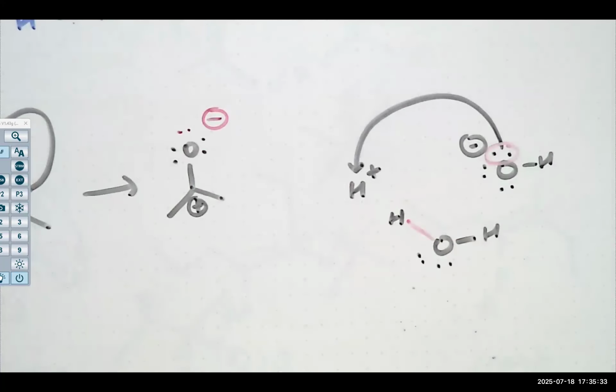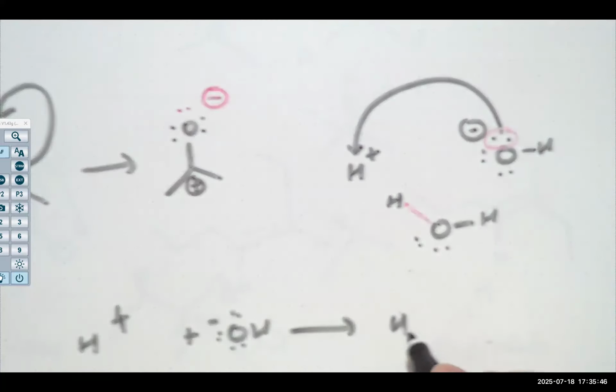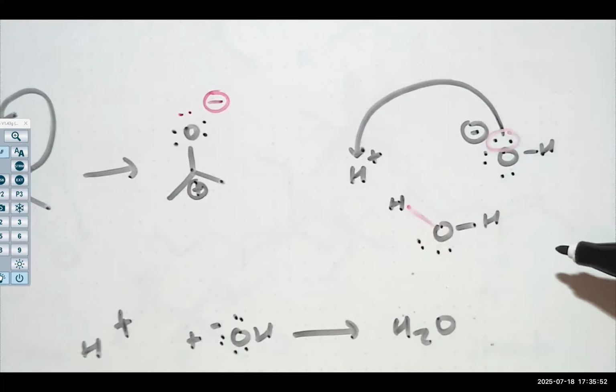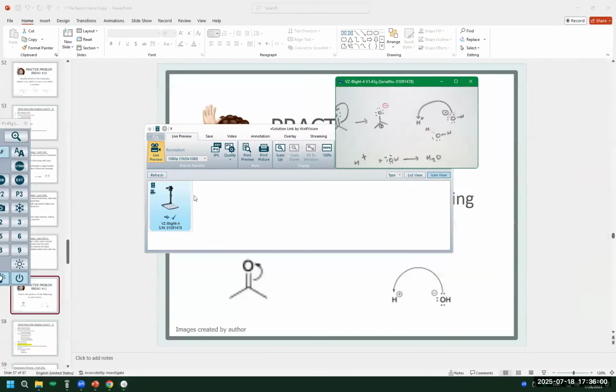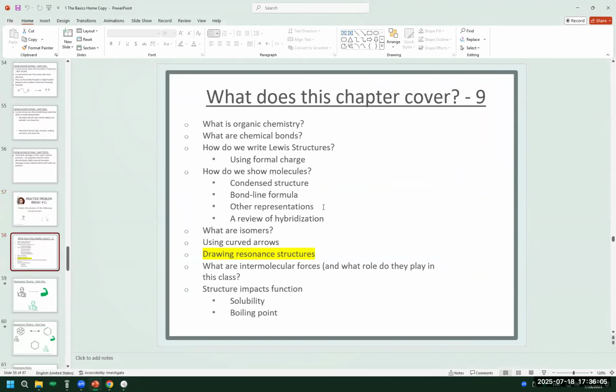And we've made water. So you've actually seen H plus and OH minus react before, but you probably saw it like this: H plus plus OH minus gives you H2O. But now you can show how the electrons moved to make that bond. Okay, I think I will stop here and move into using curved arrows to make resonance structures in the next video.